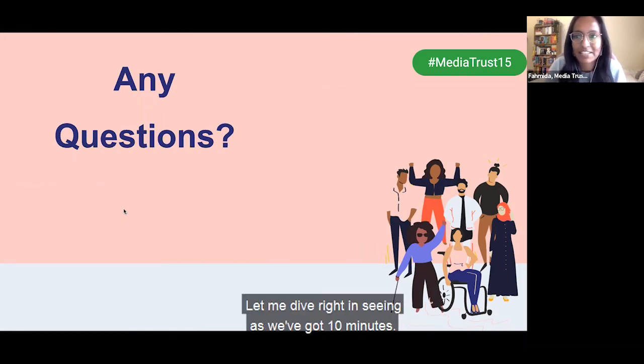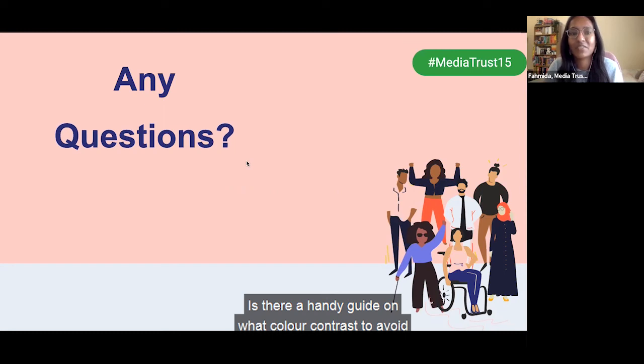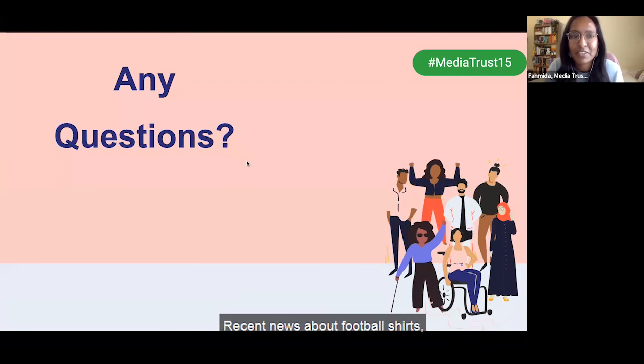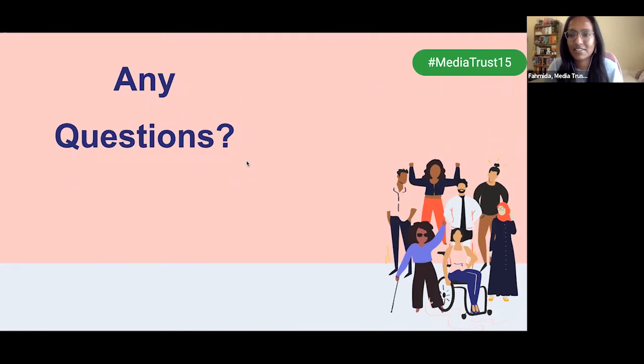Let me dive right in, seeing as we've got 10 minutes. So Rob asked about color contrast. Is there a handy guide on what color contrasts to avoid because they clash or are indistinguishable to some people? Recent news about football shirts, change of color stripes for some teams playing others.